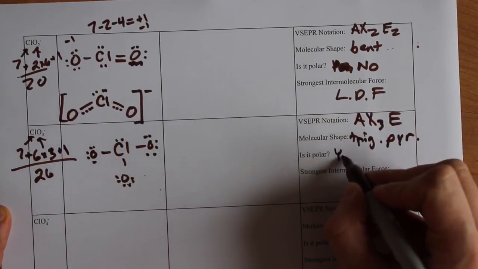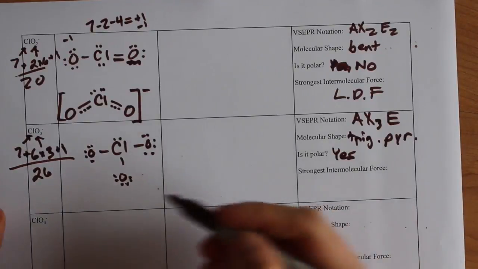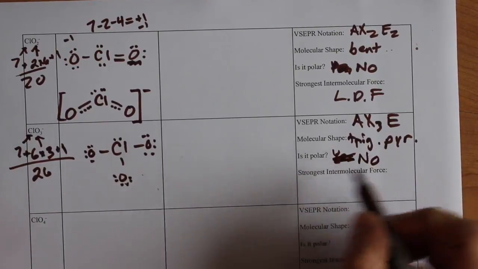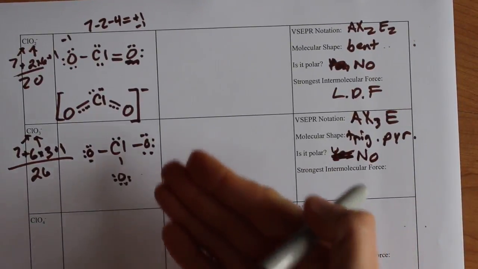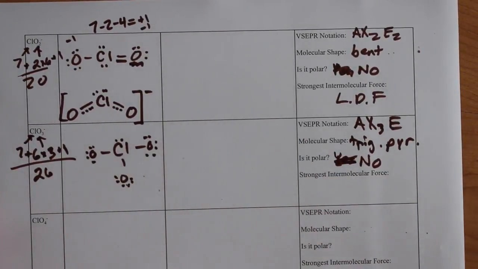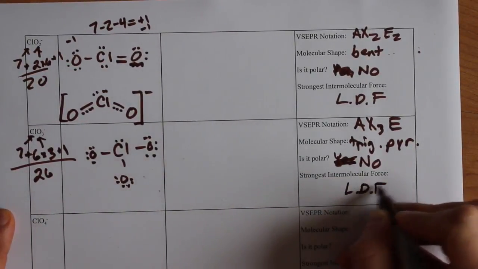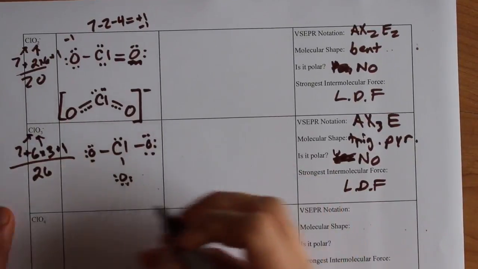It is going to be polar if it was in isolation. Oh no, it's not. I made the same mistake, because chlorine and oxygen have electronegativities that are close to each other. And so therefore it's LDF. Man, I wanted that to be polar, but it's not.